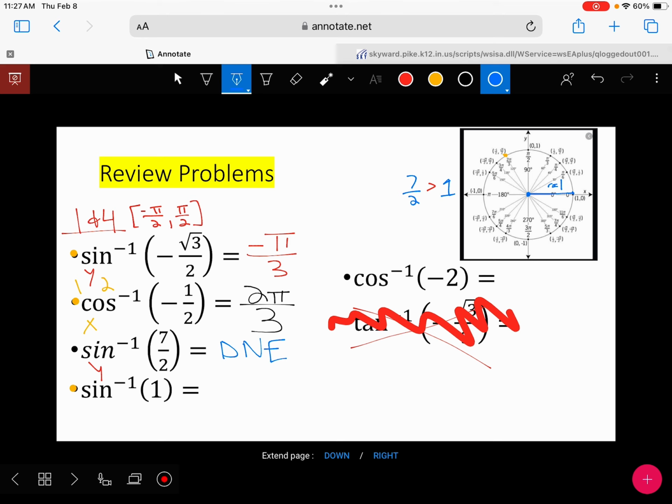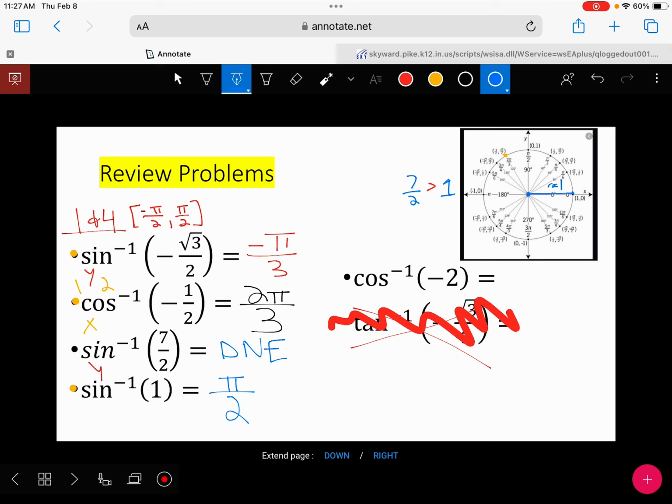Inverse sine of 1. So we got to figure out in quadrants 1 or 4 when our y-coordinate is 1. That happens right up here at the top. So our answer for that one is just pi over 2 radians.